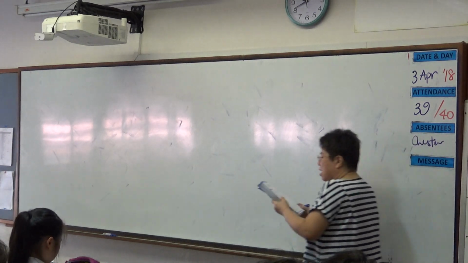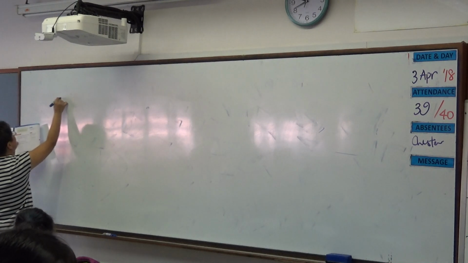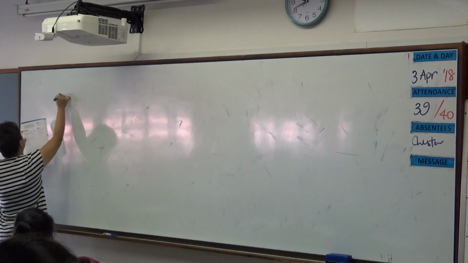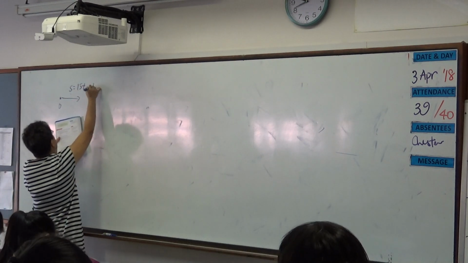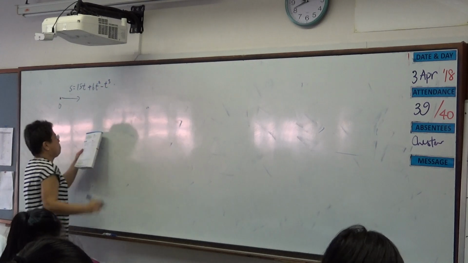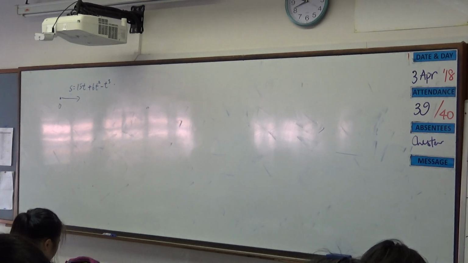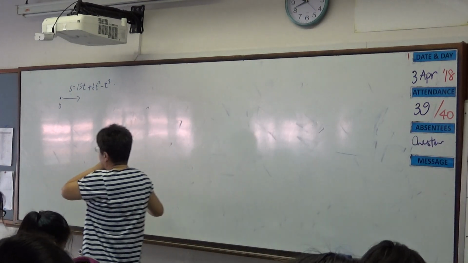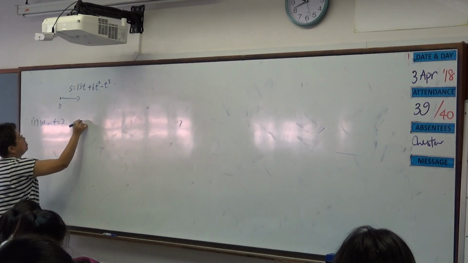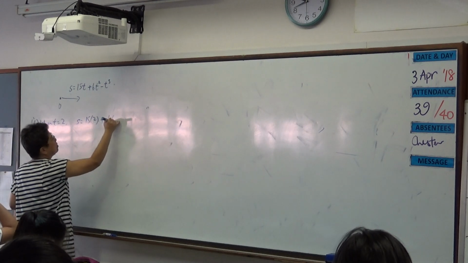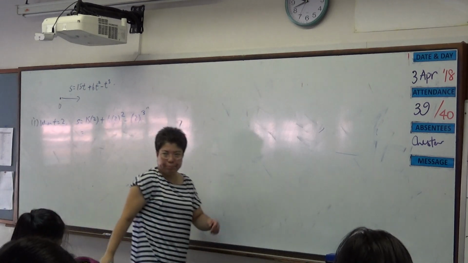A particle P travels in a straight line such that t seconds after passing a fixed point O, the displacement S is given by S equals 15t plus 6t squared minus t cubed. Find the average speed of P in the first 2 seconds. When t is 2, what will happen? S will be 15 times 2 plus 6 times 2 squared minus 2 cubed. Right, can you tell me what's the displacement?